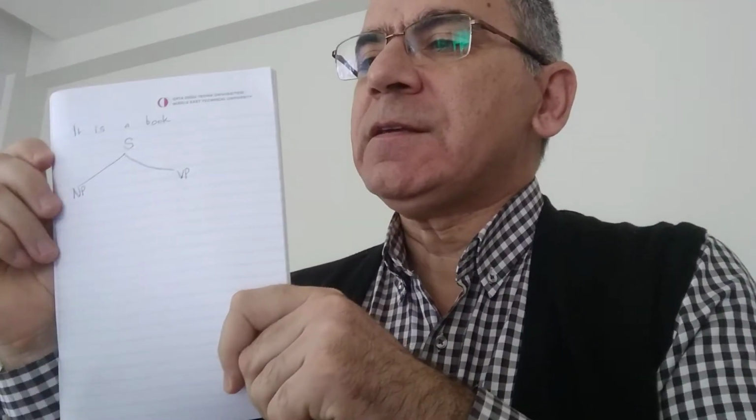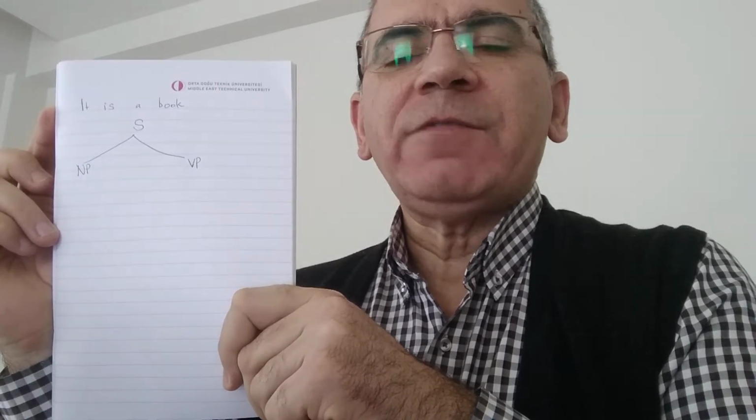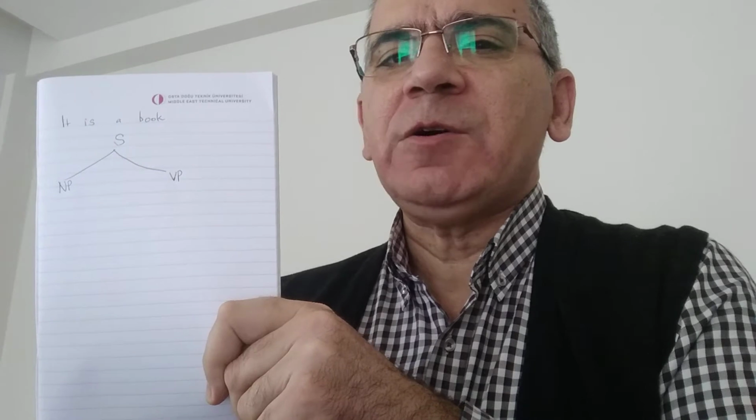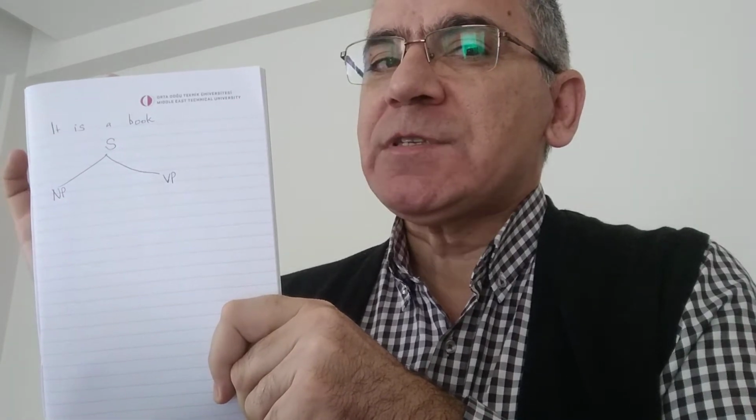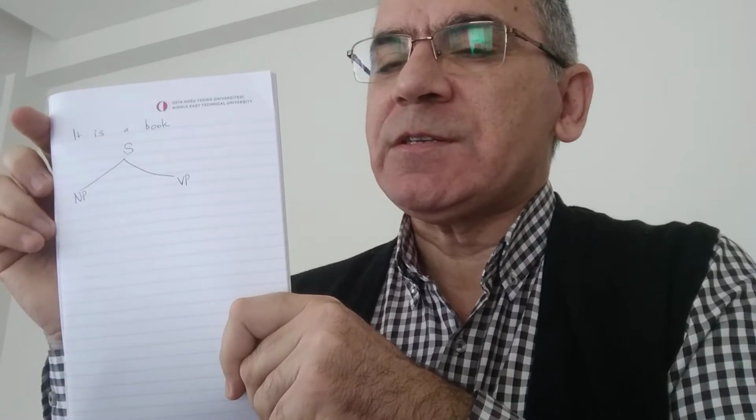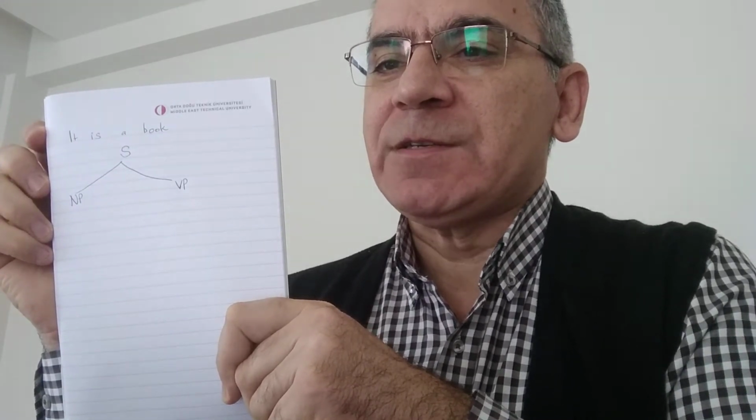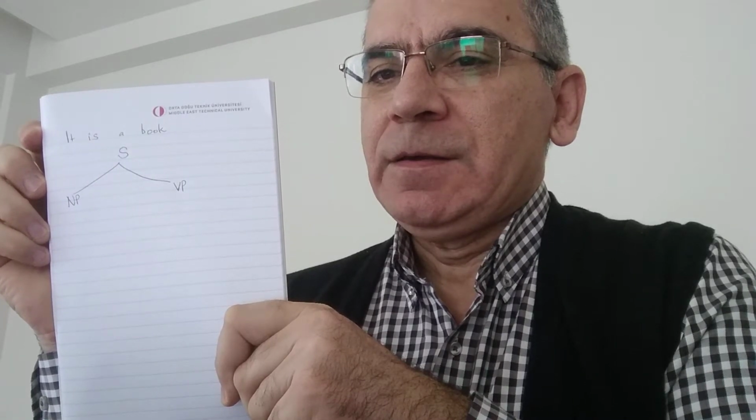All right, let me begin with a very simple sentence again. It is a book. Sentence, noun phrase, verb phrase. All sentences begin in the same way. Even if you have a very, very long sentence, sometimes a paragraph long sentence, you're going to do the same. The first step is always dividing the sentence into noun phrase and verb phrase, whatever you do.